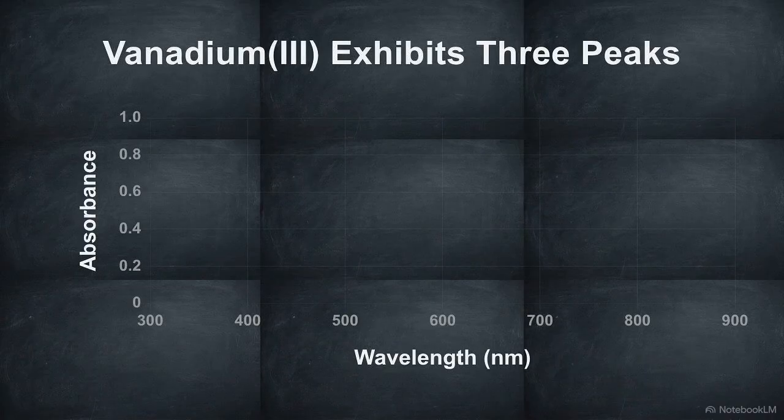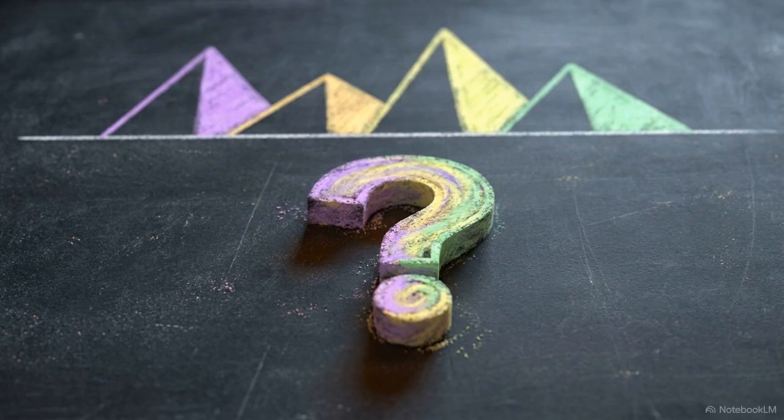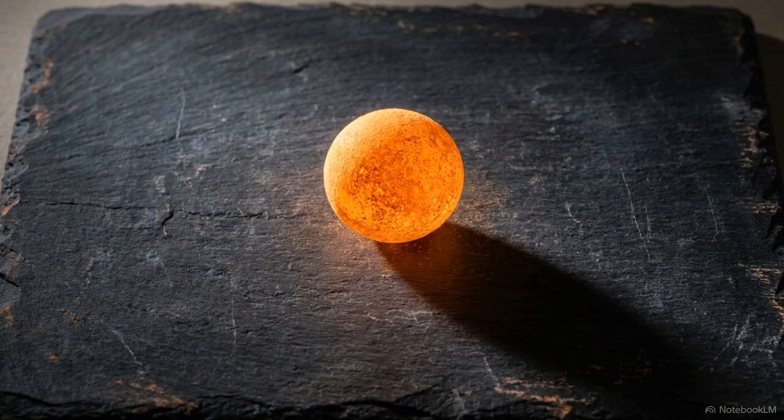This chart shows an actual UV-Vis absorption spectrum for a complex like hexaaqua vanadium-3. Instead of a single spike, we observe 3 distinct prominent absorption peaks. If the base orbitals only have one energy gap, where are these extra transitions coming from?